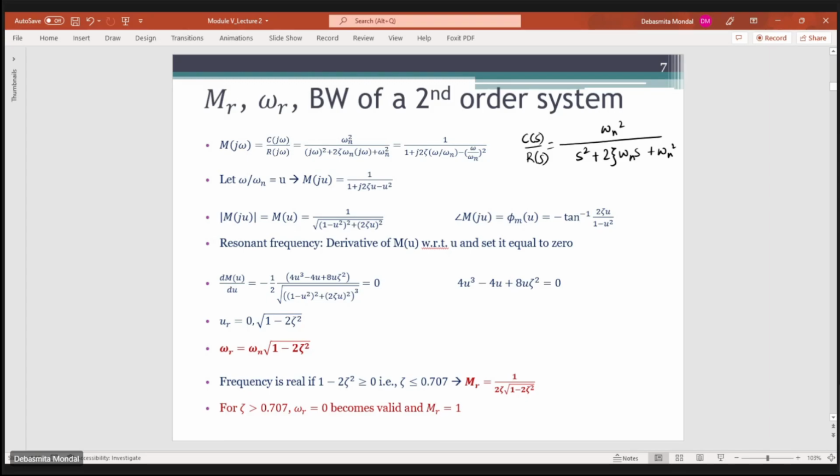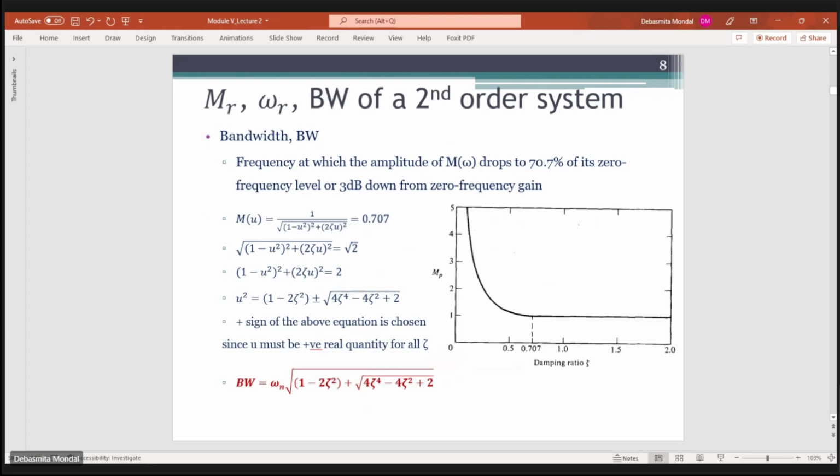So there is effectively, you can say, no resonant peak. Okay, so that is the expression for the resonant peak and the resonant frequency. Then we have already defined the bandwidth. Bandwidth is basically the frequency at which the magnitude of M(ω) drops to 70.7% of its zero-frequency level. That means 3 dB below the zero-frequency gain.